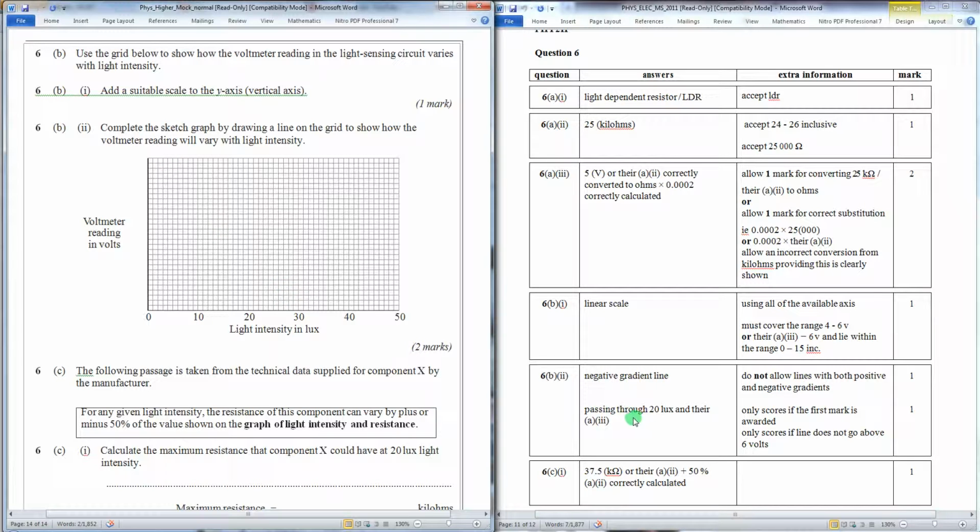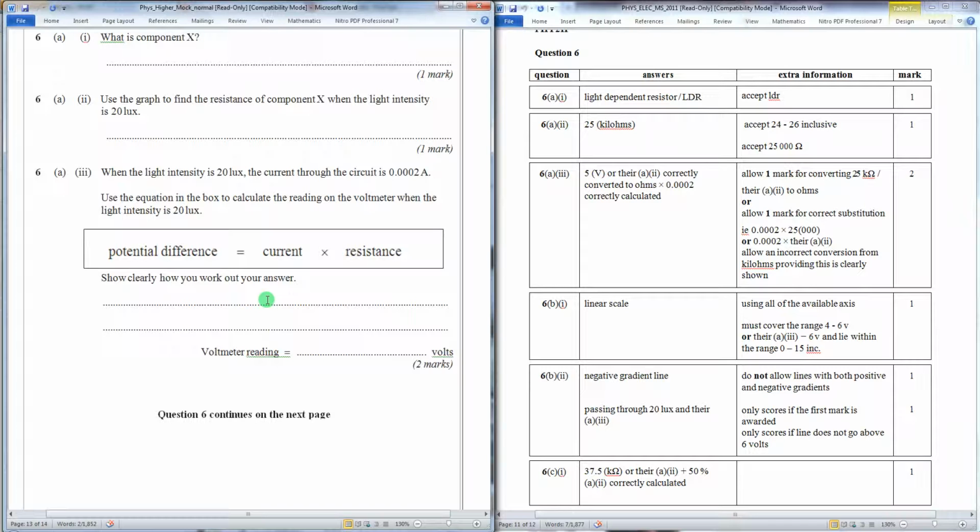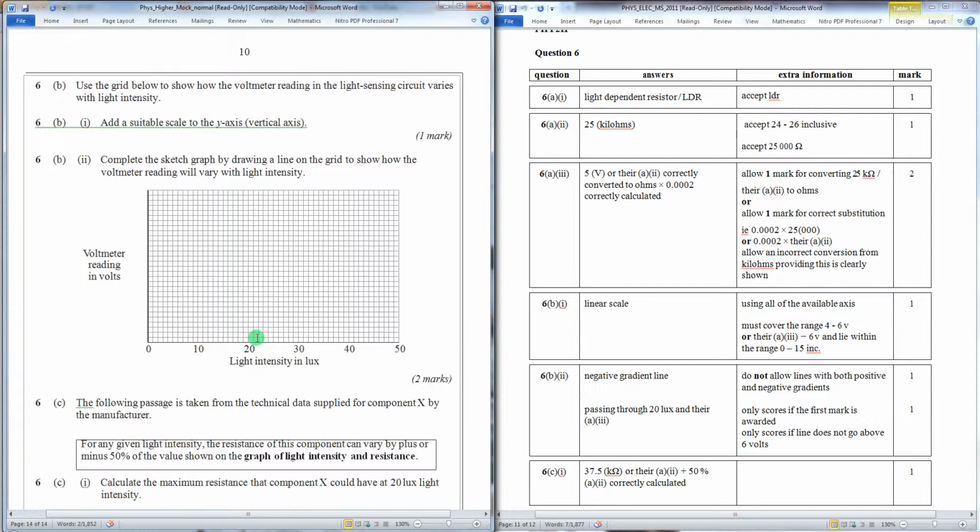And that's one mark, and it needs to be a negative gradient line, right? It starts at the highest voltage here and it decreases, and the other mark is for making sure that your answer passes through 20 lux and your answer to A part 3 here. So you've worked out one of the points on this graph in the previous part of the question. Again, it's leading you through it. You need to make sure that when you plot your sketch graph, your line goes through that point, so it should go through 5 volts at 20 lux.